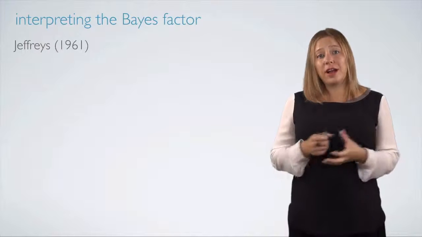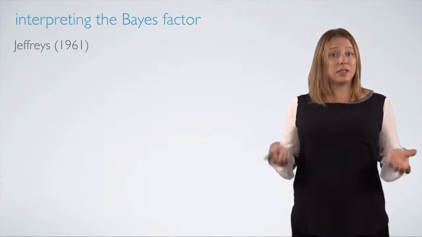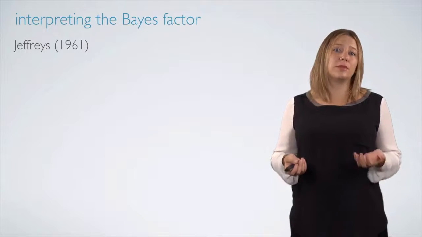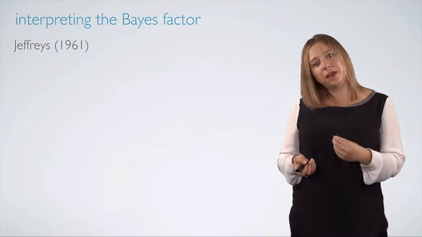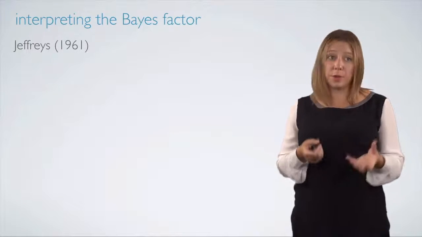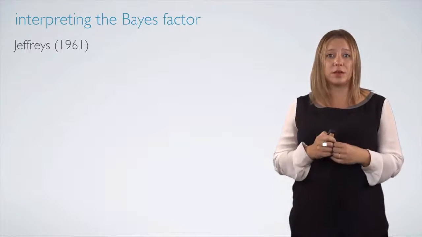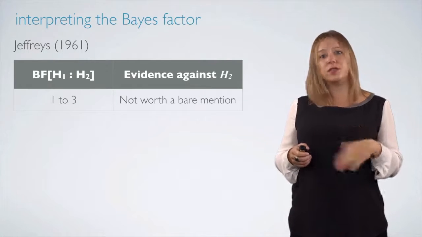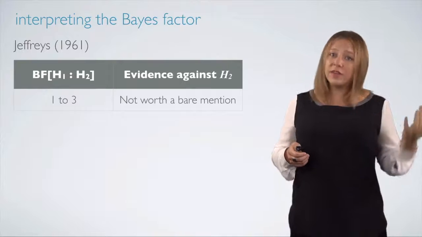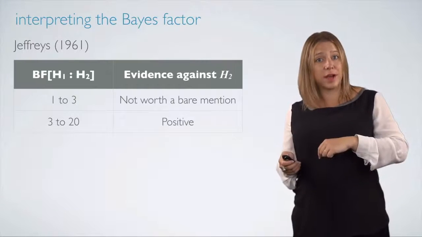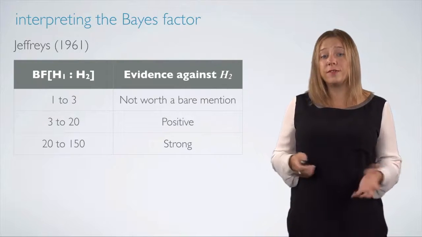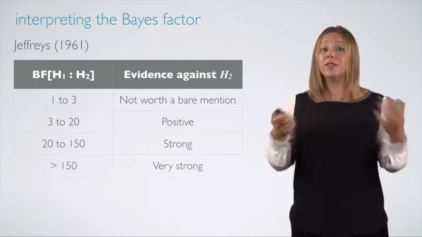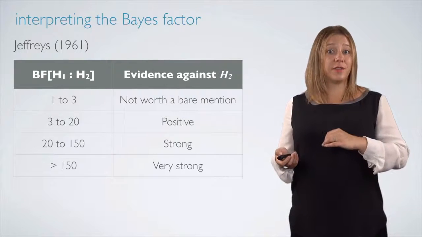So now that we calculated the Bayes factor, the next natural question is, what does this number mean? A commonly used scale for interpreting Bayes factors is proposed by Jeffreys, and it's as follows. If the Bayes factor is between 1 and 3, the evidence against H2 is not worth a bare mention. If it's 3 to 20, the evidence is positive. If it's 20 to 150, the evidence is strong, and if it's greater than 150, the evidence is very strong.